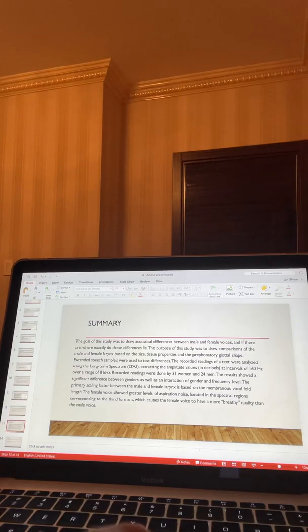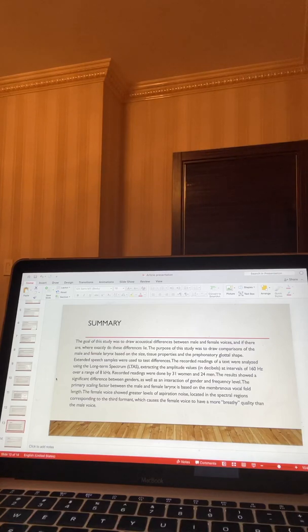Extended speech samples were used to test these differences. The recorded readings of a text were analyzed using the long-term average spectrum, the LTAS, extracting the amplitude values at intervals of 160 Hz over a range of 8 kilohertz. Recorded readings were done by 31 women and 24 men. The results showed a significant difference between genders as well as an interaction of gender and frequency level.